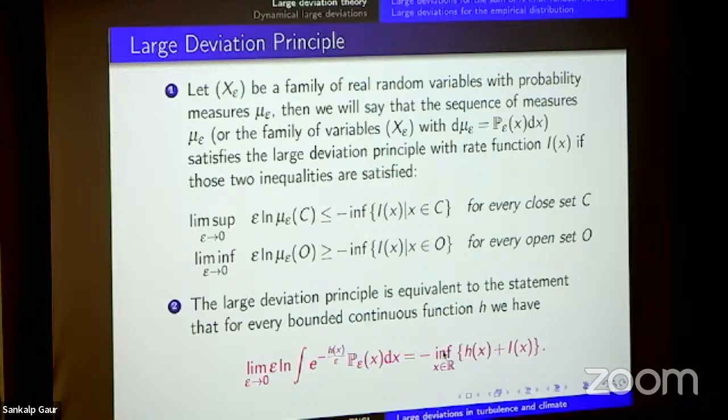It is the rate, yes, for this probability. So here it's very abstract. It's a family of real random variables. Then we will apply this to many different things, to random variables, to paths, and so on.